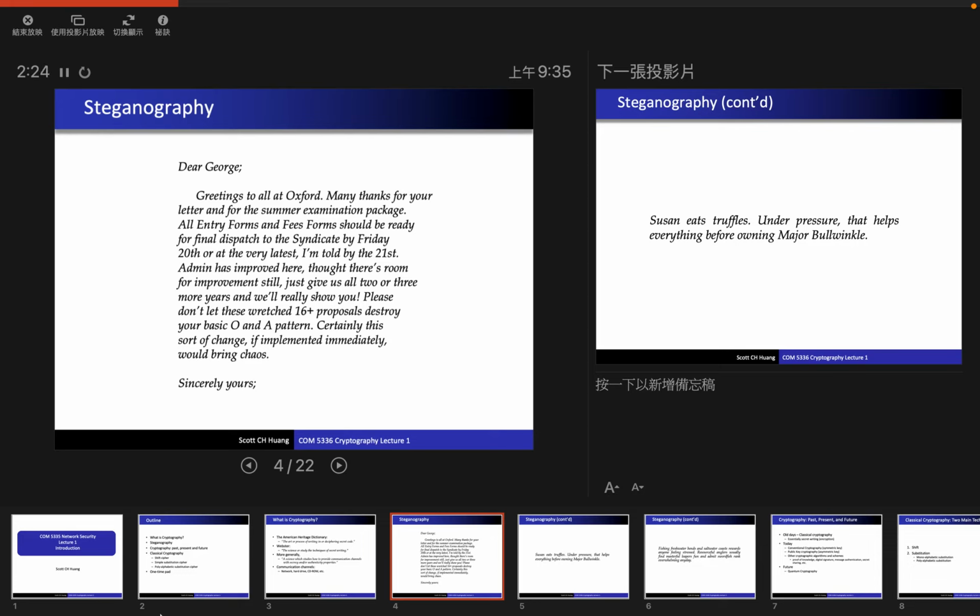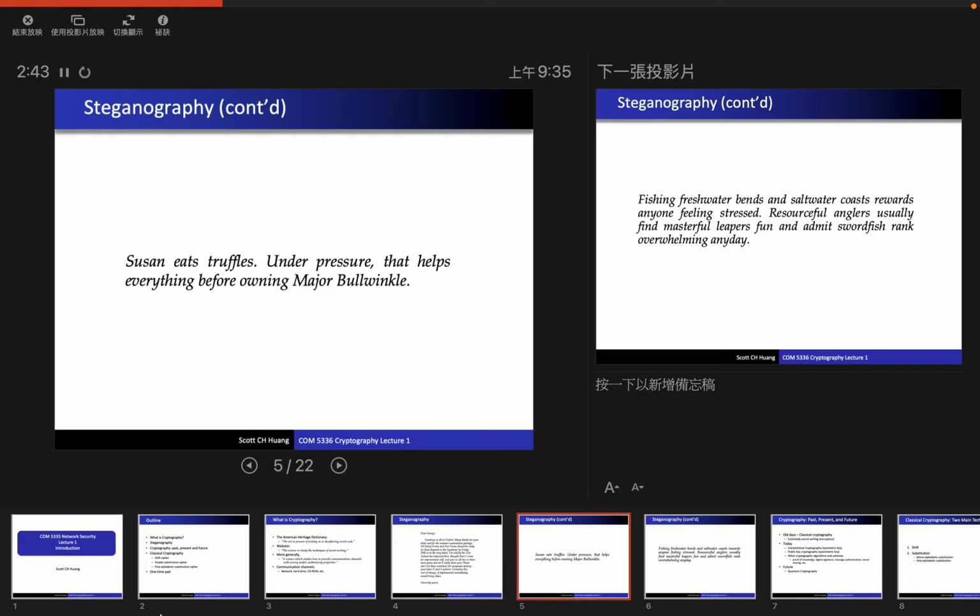Anything you communicate with another party where you have some secret information can be considered cryptography as well. One of the oldest forms is secret writing. This is another example. This example is a little harder.